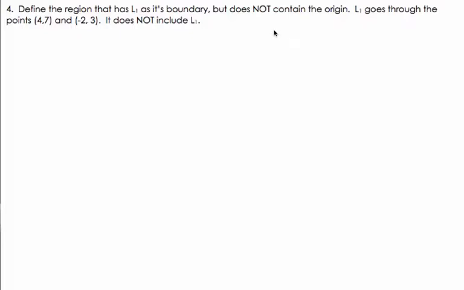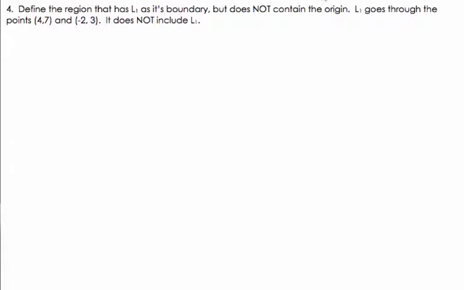We're going to do linear inequalities. We're going to work backwards now. We're going to actually have to find what the linear inequality is. We're going to define the region that has L1 as its boundary, but does not contain the origin. And L1 goes through those 2 points, and it does not include L1.